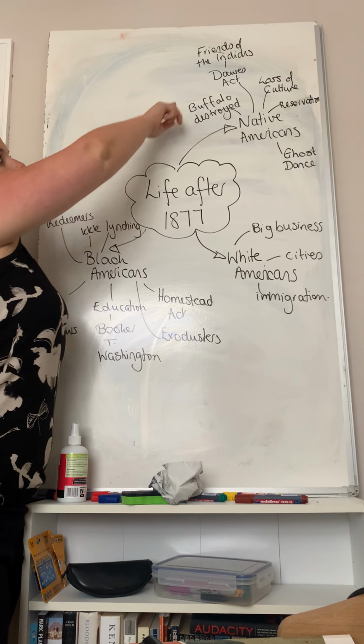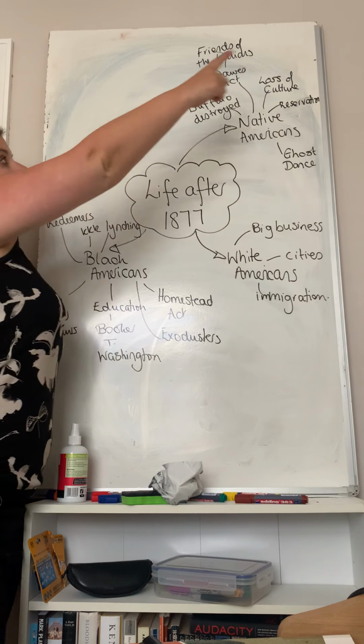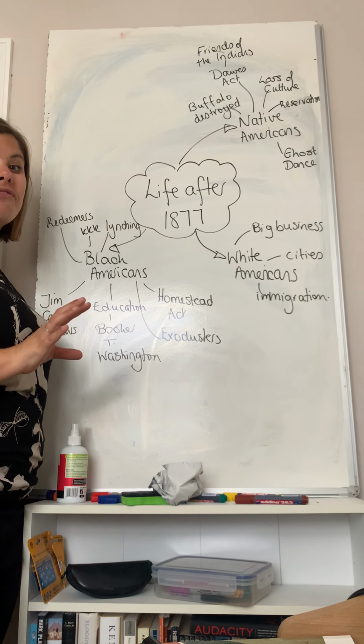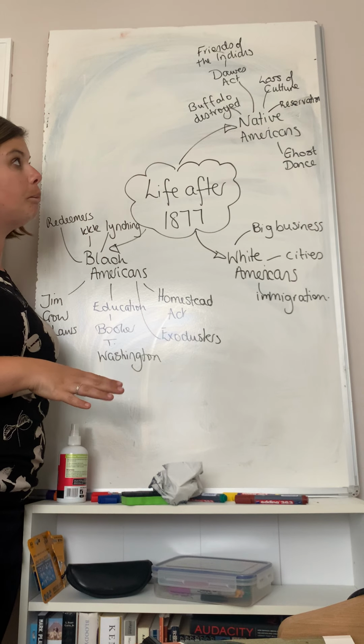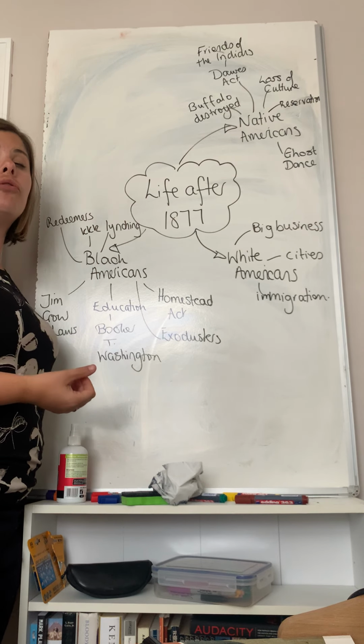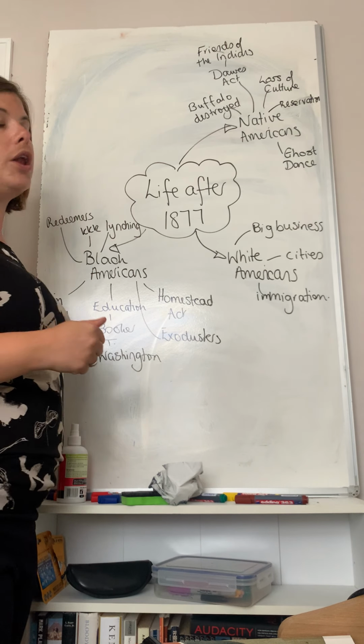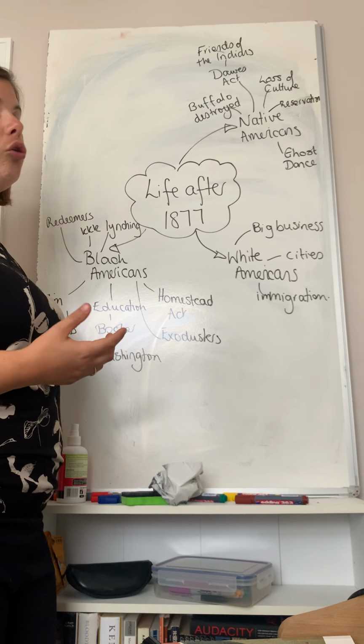The Friends of the Indians actually try and help. They introduced the Dawes Act. Now, the Dawes Act grants Native Americans 160 acres of land to farm, which is a positive because they had been forced onto the reservations and therefore their nomadic culture had been lost.